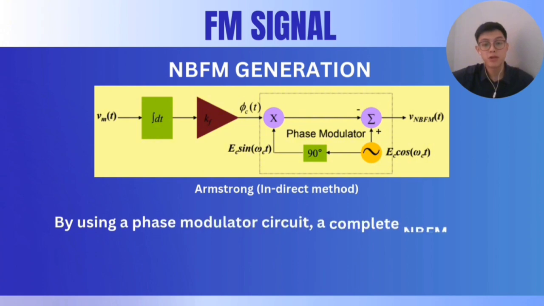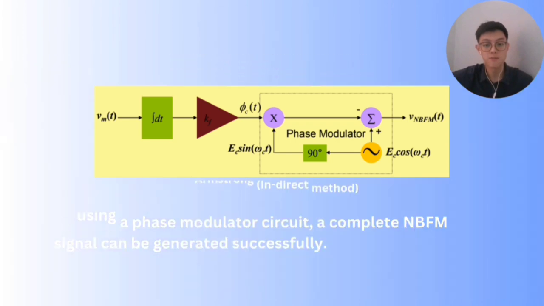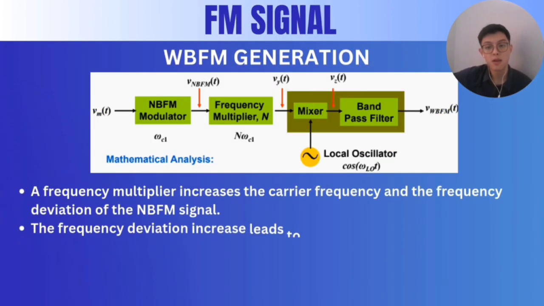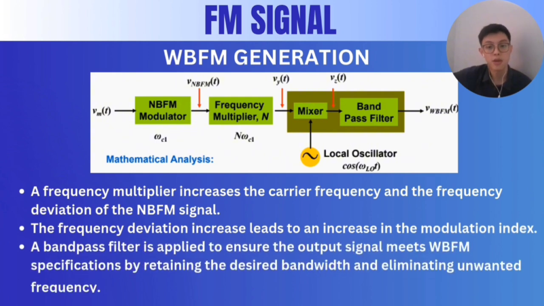Okay, next is the NBFM generation. We can generate the NBFM signal by using Armstrong, which is the indirect method, through using a phase modulator circuit. So for the WBFM signal generation, a frequency multiplier is used to increase the carrier frequency and the frequency deviation of the NBFM signal. The frequency deviation increase leads to an increase in the modulation index beta. A band pass filter is applied to ensure that the output signal meets wideband frequency modulated signal specifications by retaining the desired bandwidth and eliminating unwanted frequency.